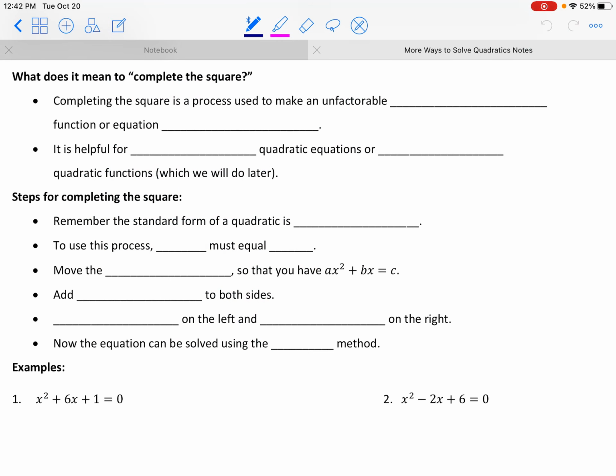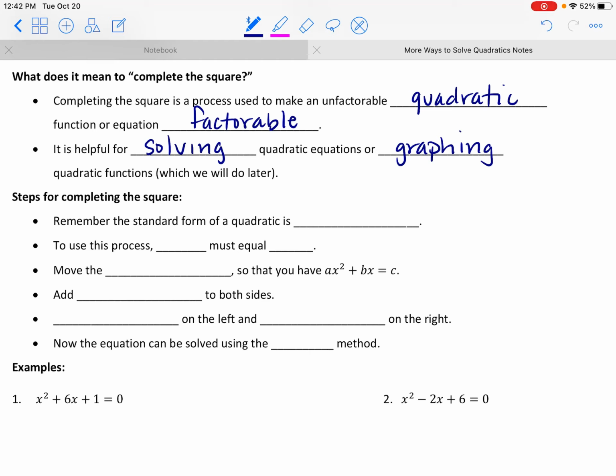So completing the square. Completing the square is the process used to make an unfactorable quadratic function or equation factorable. This is used for functions, which we'll get to later. Okay. And it's helpful for, again, solving quadratic equations, which I just showed you a few. It's also helpful for graphing quadratic functions. Again, we're going to get to that piece later. So what do we do? We want to complete the square.